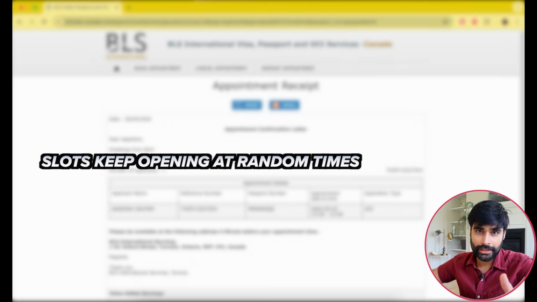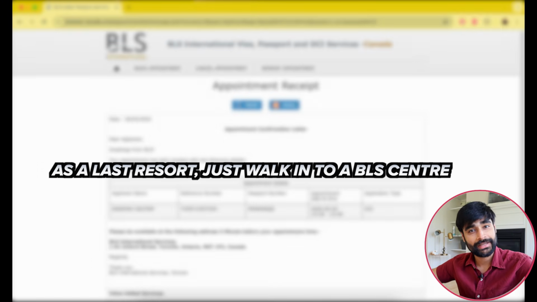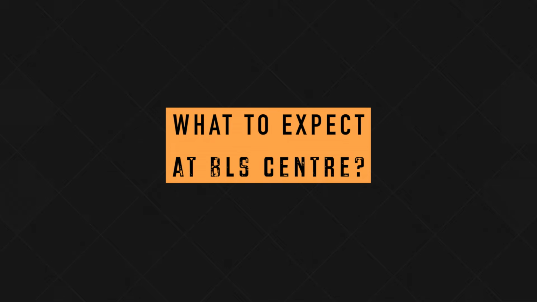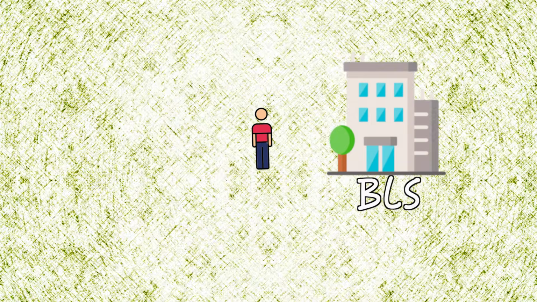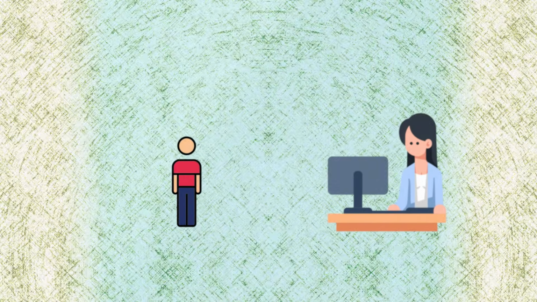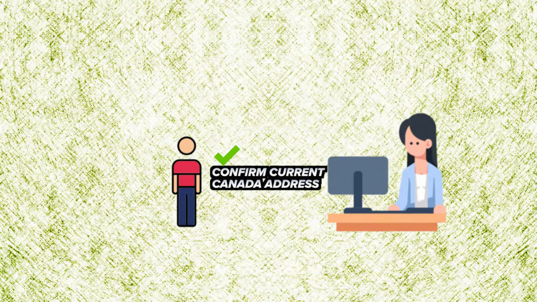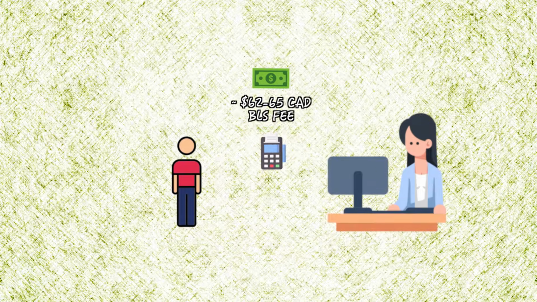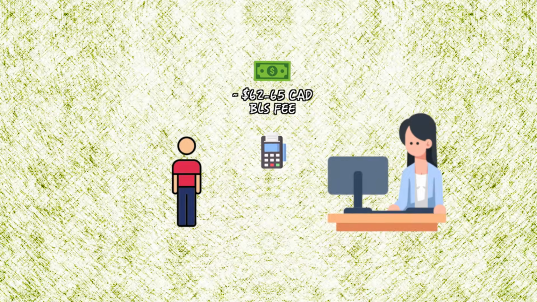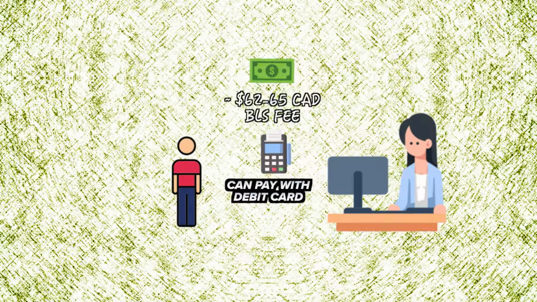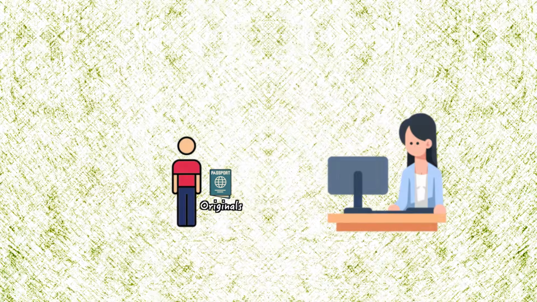But let's say you've been trying hard for several days, but you haven't had any luck finding the slots at your location of choice, then you'll just have to walk in to your BLS center and hope that the queue is not really long. So you reach the BLS center, show them the appointment, they'll let you in. Then a staff member will review your application form and all supporting documents. If everything is okay, they'll also confirm your current address where they can mail your OCI card. Then you'll need to pay for courier charges for BLS to send the OCI to you. It will be around 60 to 65 Canadian dollars inclusive of taxes, and you can obviously pay with your debit card right there.